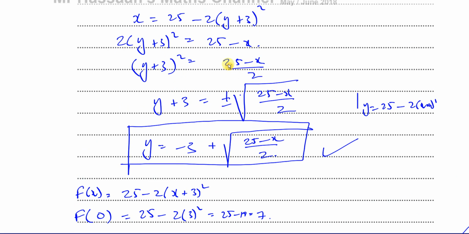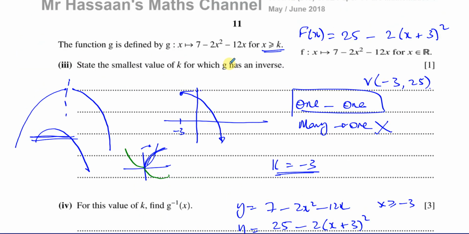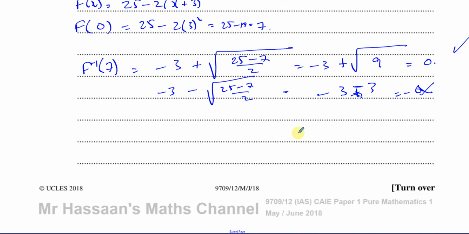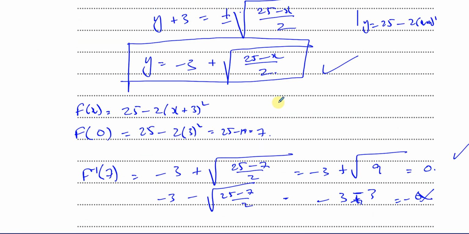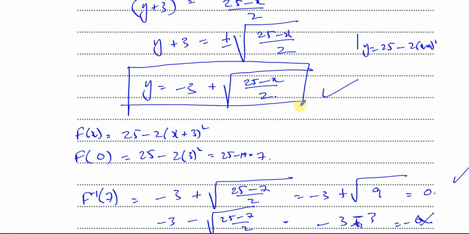So we can now say that, and we should really state the domain of our inverse function. Now the domain of the inverse function is the same as the range of our original function. Okay, and the range of our original function is basically y is less than or equal to 25. Okay, so therefore the domain of our inverse function should be the same as that. So we should write here, its domain is x is less than or equal to 25. That's the domain of this function.